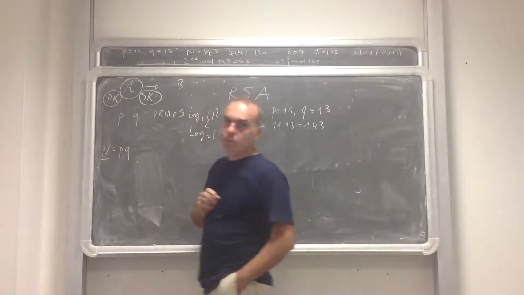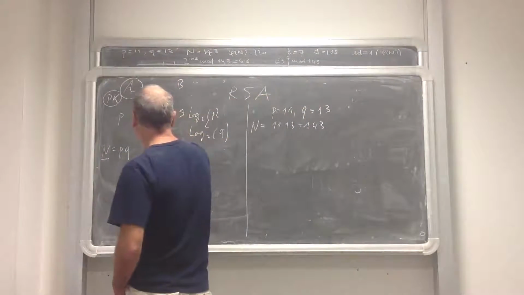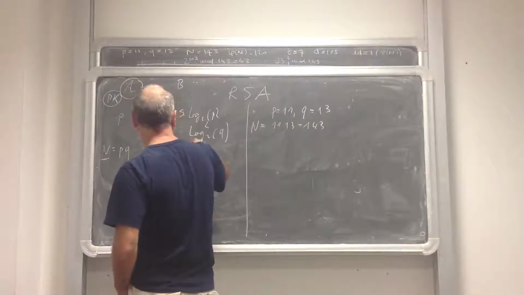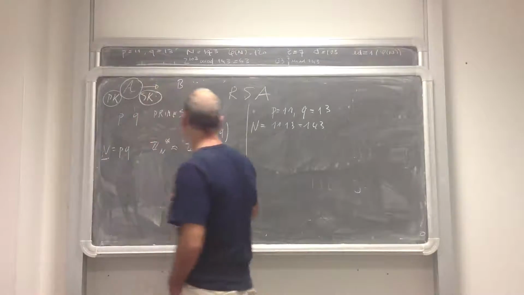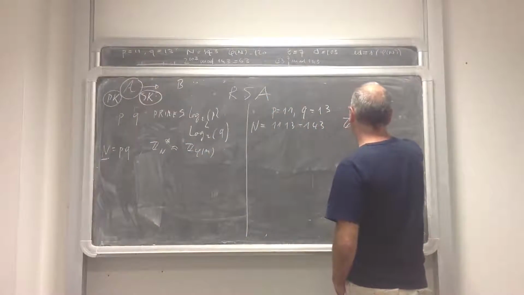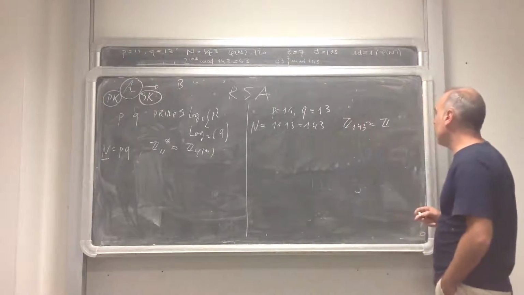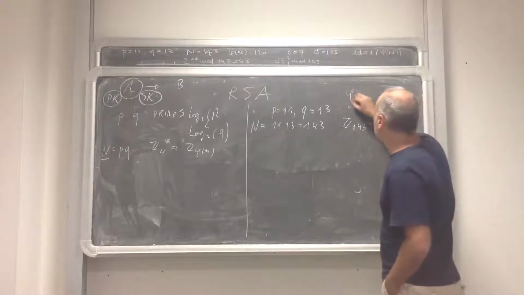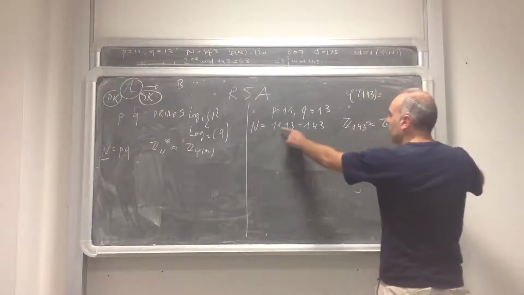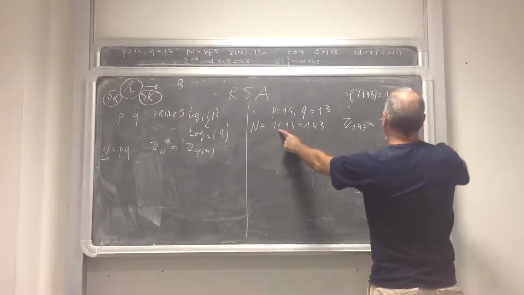N is part of the public key. Now we consider Zn star, which is isomorphic to Z of phi of n. So in this case, Z143 can be thought of as Z of phi of 143. What is this? These are primes, so it's 10 times 12, 120.